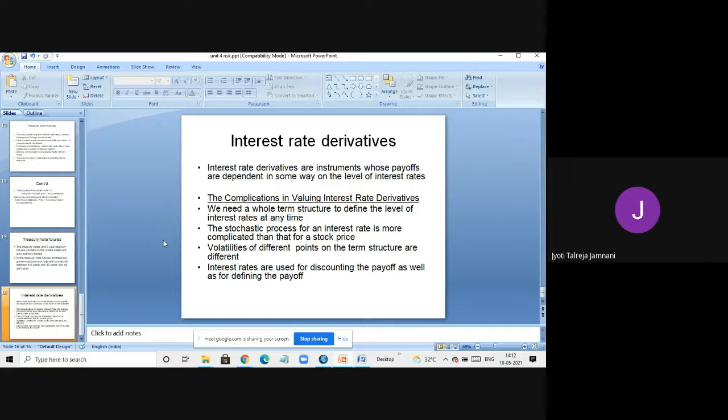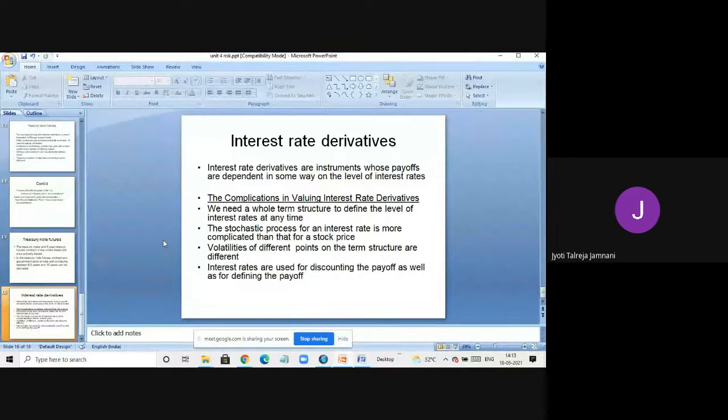The last part of the slide, interest rate derivatives. Interest rate derivatives are instruments whose payoffs are dependent in some way or the other on the interest rate. So an interest rate derivative is nothing but an instrument where the value of the underlying asset depends on the interest rate. So a loan is an underlying asset whose value depends on the interest that you have to pay on the loan. Or a bond is an underlying asset whose value is dependent on the interest on the bond. So interest rate derivatives are those derivatives where you trade in loans or bonds where the interest rate is very important.